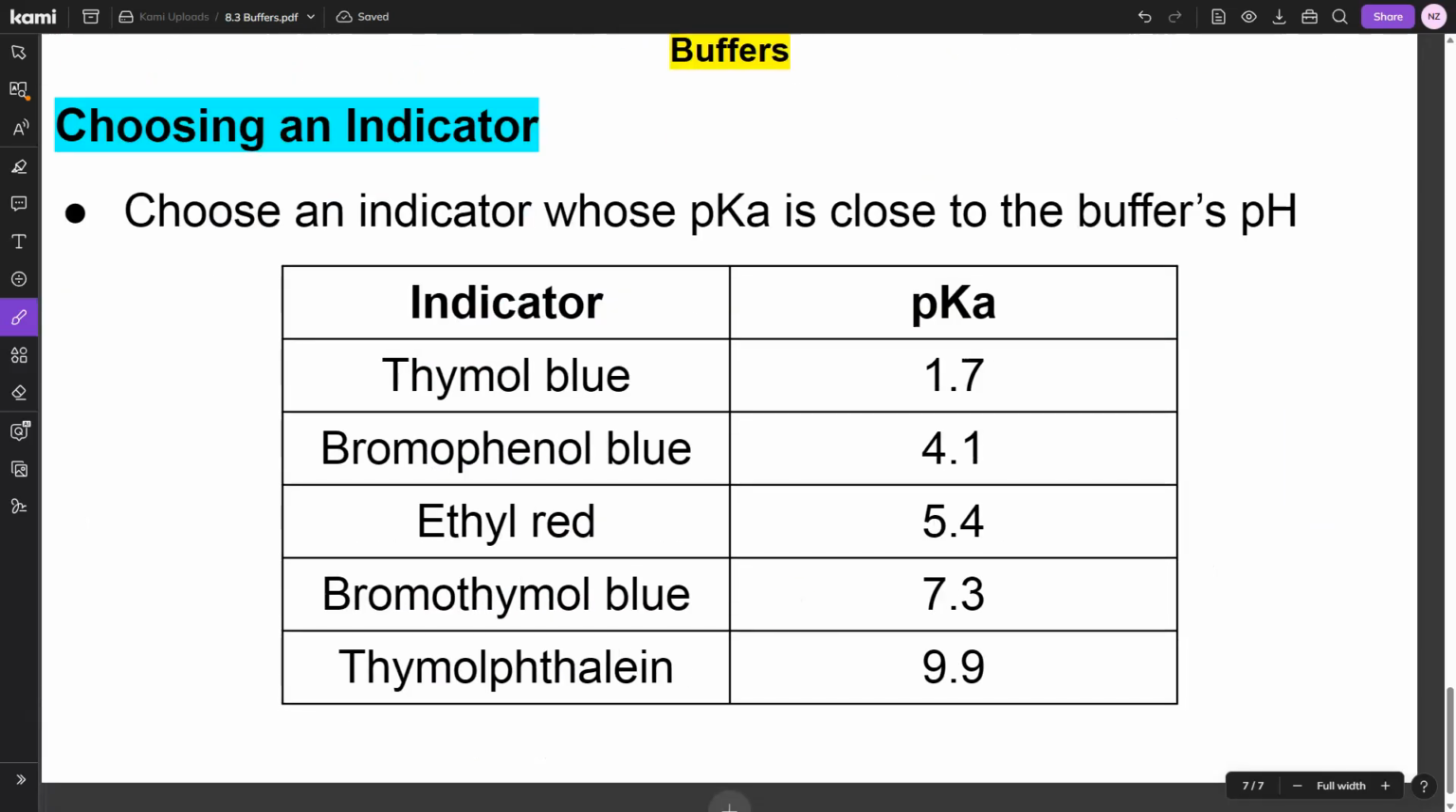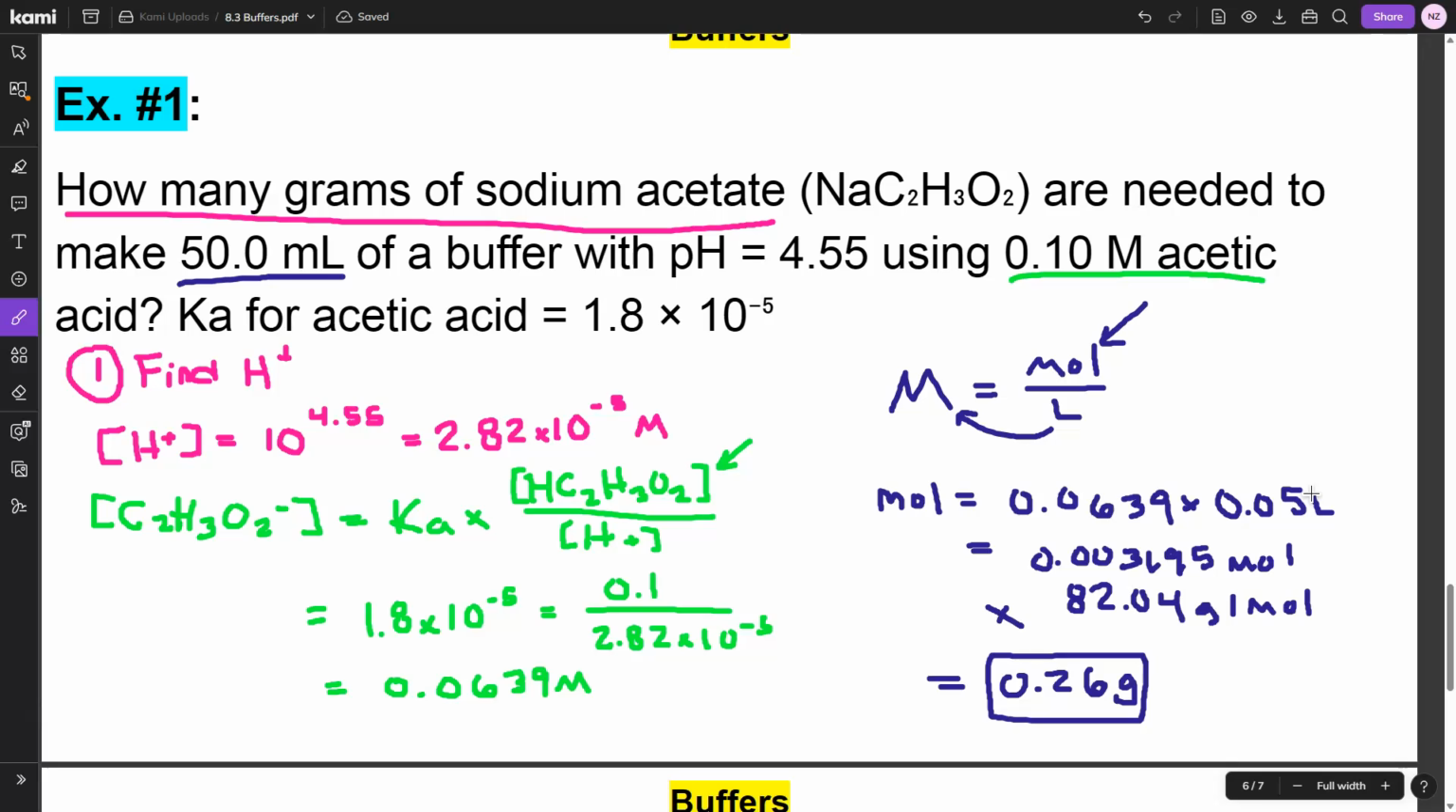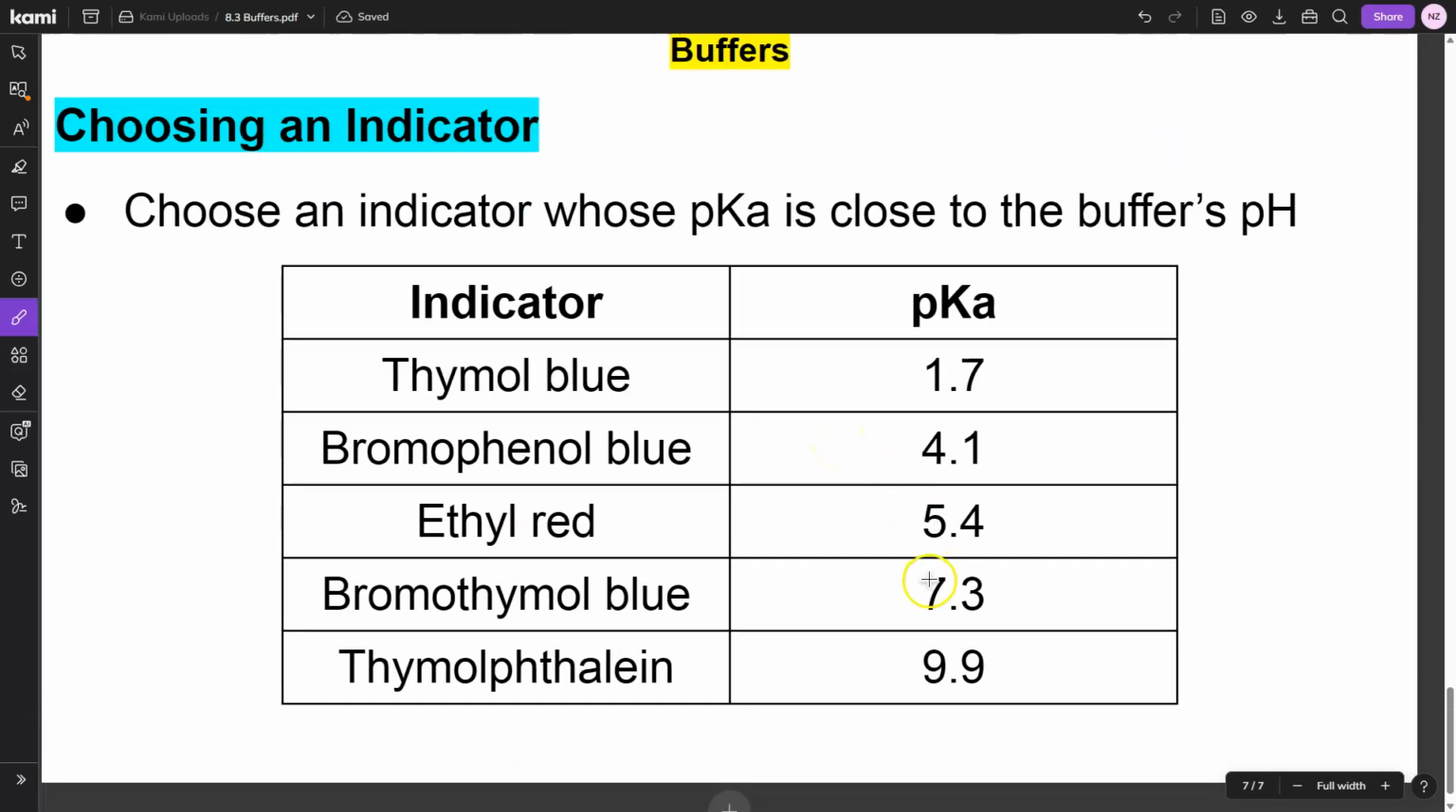Okay, so last thing we're going to look at really quick is to choose an indicator whose pKa is close to the buffer's pH. So in the last example we were looking at, our pH was 4.55. So looking at the indicators, we want to find one that is close to that. So no, maybe, no, no, no. So bromophenol blue is going to be our closest to the pH of our buffer system. And that's it. Those are buffers.